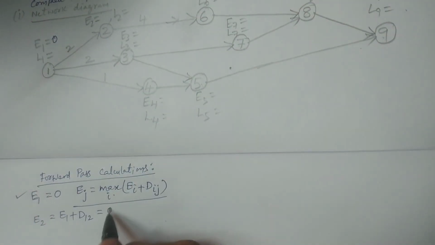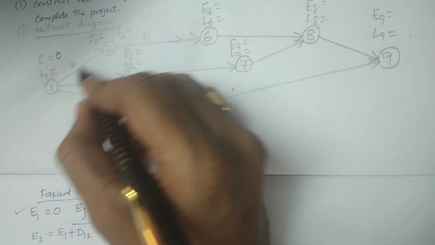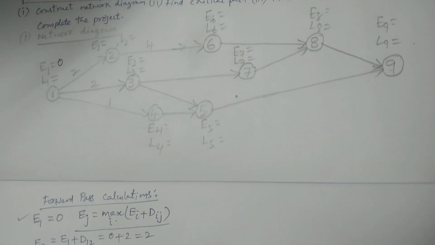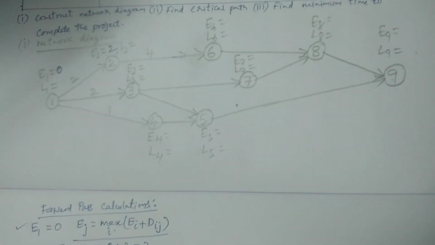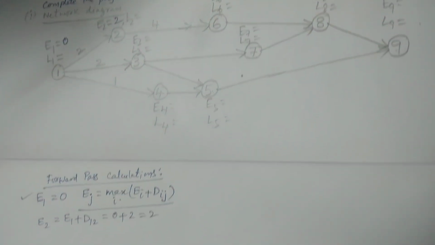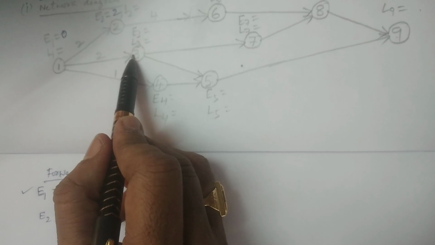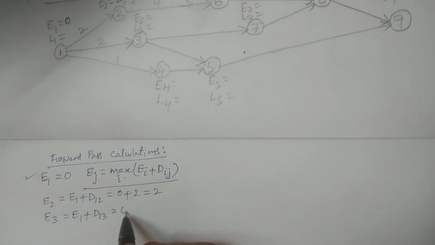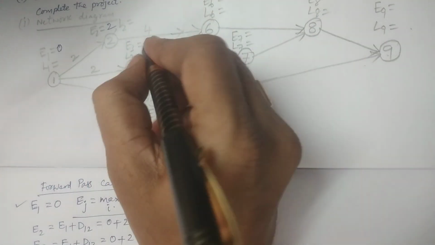E1 is 0, so 0 plus D12. D12, 1 to 2, is 2. 0 plus 2 is 2. So write E2 is equal to 2. Clear? Now E3. E3 is also only one connection, 1 to 3. So E3 is calculated with E1 plus D13, because it connects 1 and 3. Remember i is equal to 1, j is equal to 3. E1 is 0, D13 is 2, therefore E3 is equal to 2.